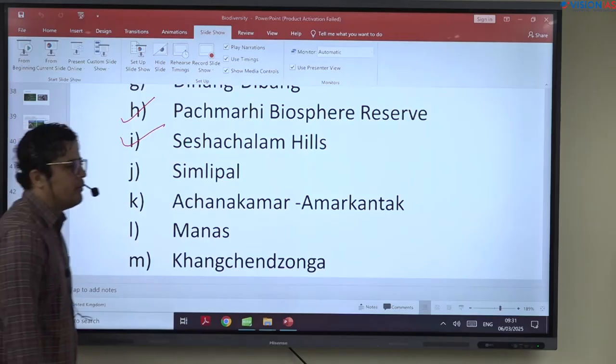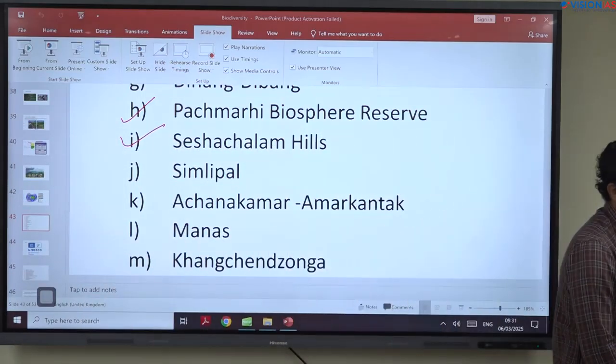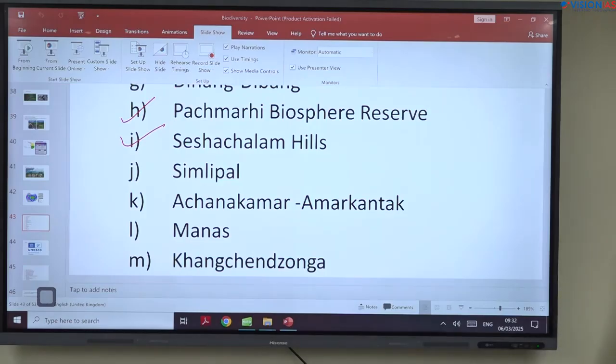Next is Simlipal, Odisha. Write down. Has the presence of moist deciduous and semi-evergreen forest. And is known for wild buffaloes.